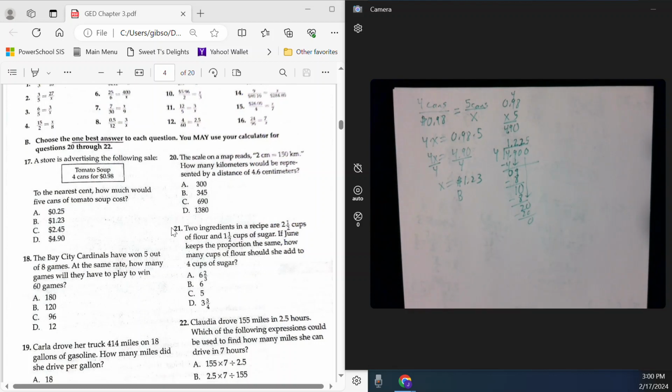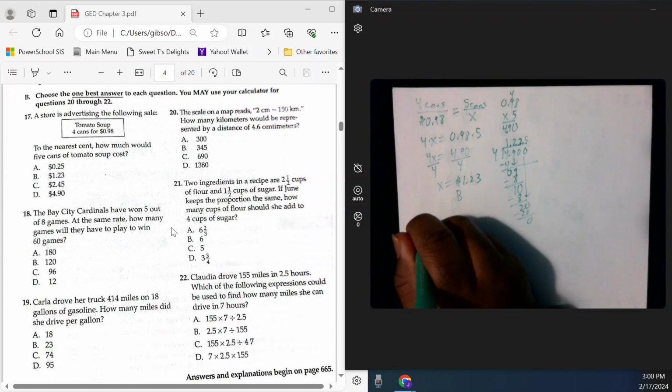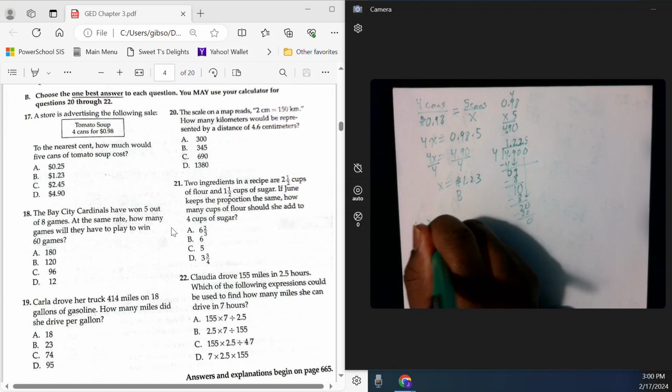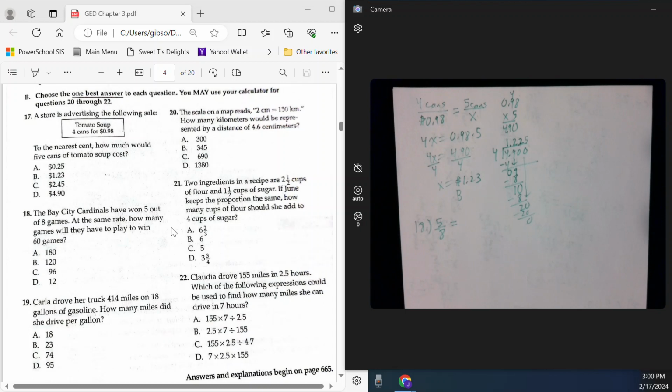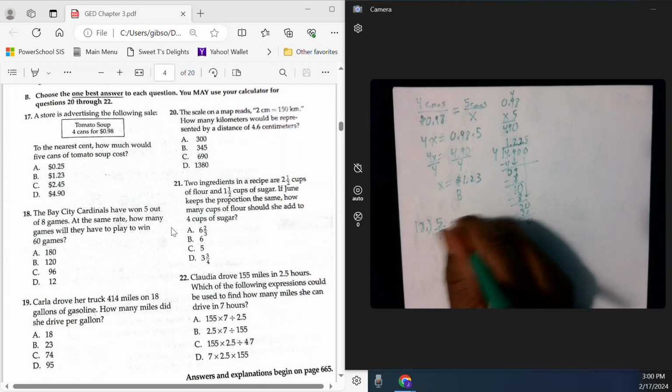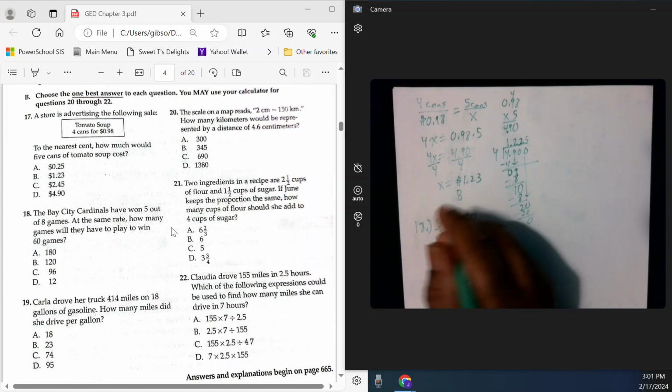Now, number 18. The Bay City Cardinals have won 5 out of 8 games. At the same rate, how many games will they have to play to win 60 games? So they said they won 5. This is 18. They won 5 out of 8 games. Now they want to know how many games they will have to play in order to win 60 games. So we'll put games to games because we want it to be 60 games over the total amount of games. So we cross multiply.